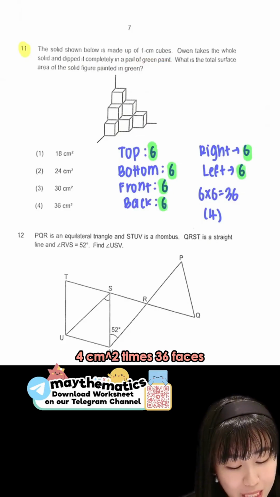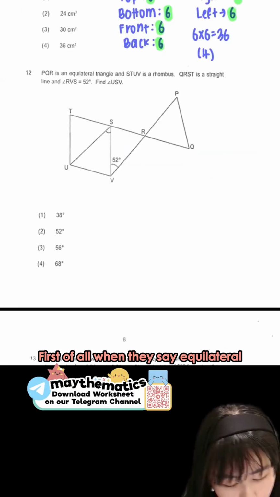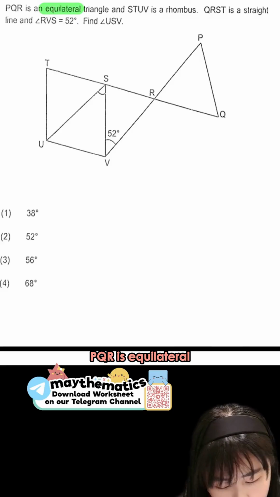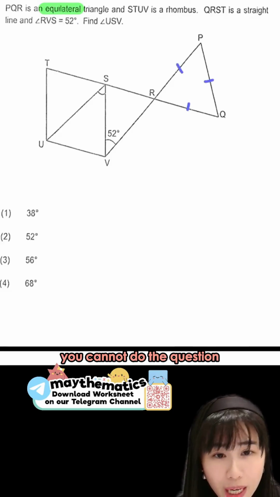Then you do 4 cm square times 36 faces. So it really depends on the question. Okay, first of all, when they say PQR is equilateral, you must mark it out. If you never mark out, you cannot do the question.